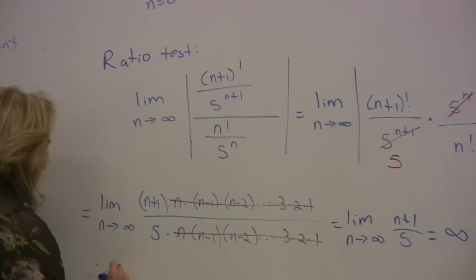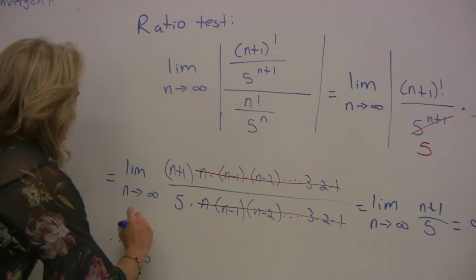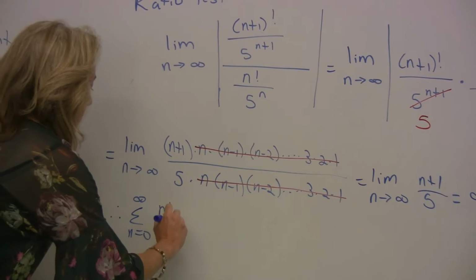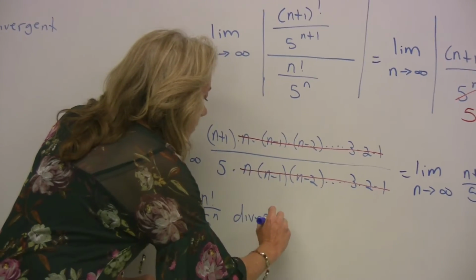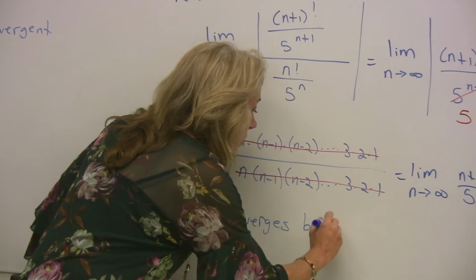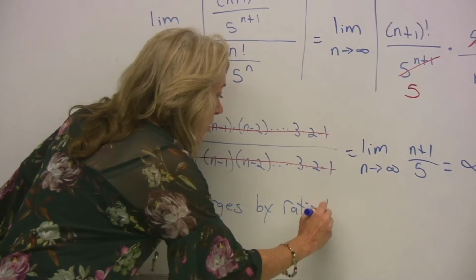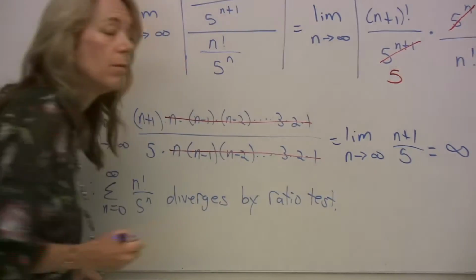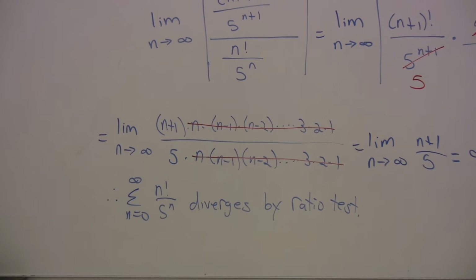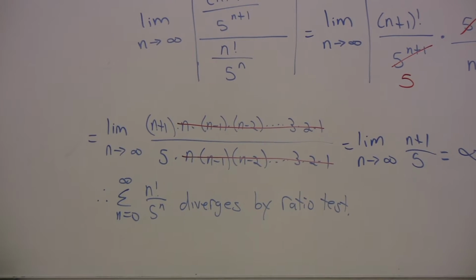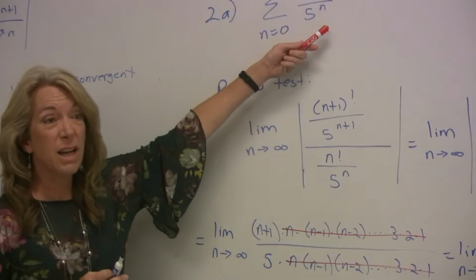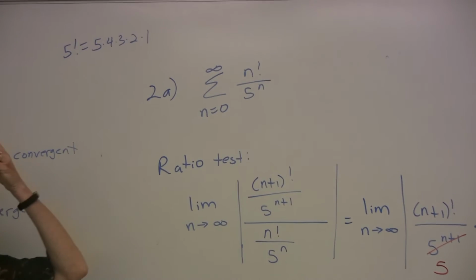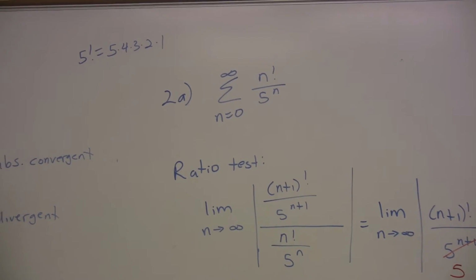Therefore, this original series here diverges by the ratio test. We did the ratio test, we got a limit that was greater than 1, so it's divergent. It actually means that in the long run, these terms just keep getting bigger and bigger and bigger. You go far enough out there, you'll see that they do keep growing.